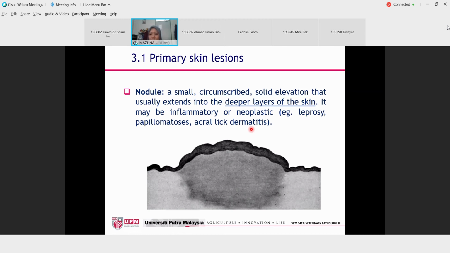Acral lick dermatitis is sometimes seen in cats and dogs. Maybe there is some itchiness, usually at the limbs, they tend to lick the same area, inducing dermatitis. So it is animal induced, because of maybe polyneuropathy. Remember the free nerve ending, the one that is responsible for the itchiness sensation. So maybe there's a problem there, so it triggers the itchiness, so the animal keeps on licking the same area, causing dermatitis.